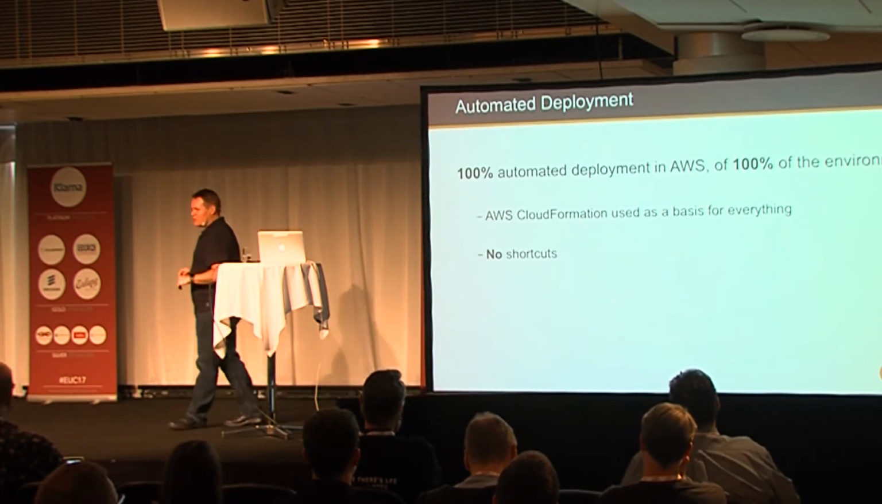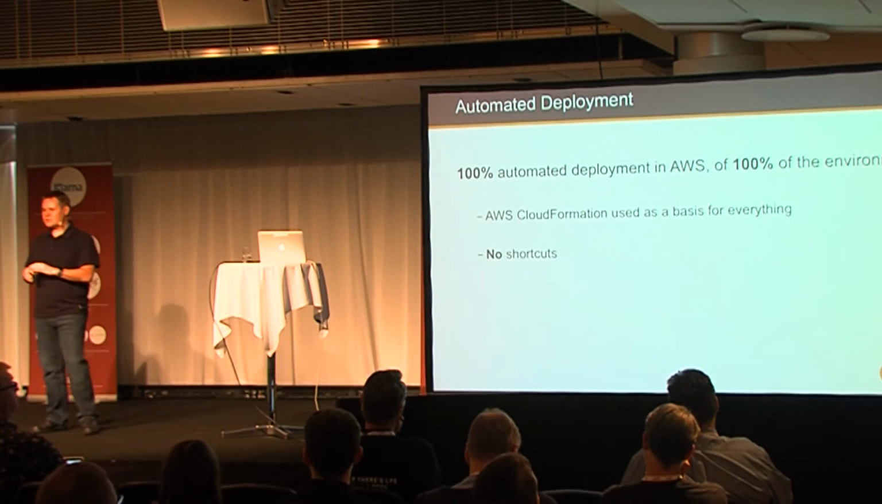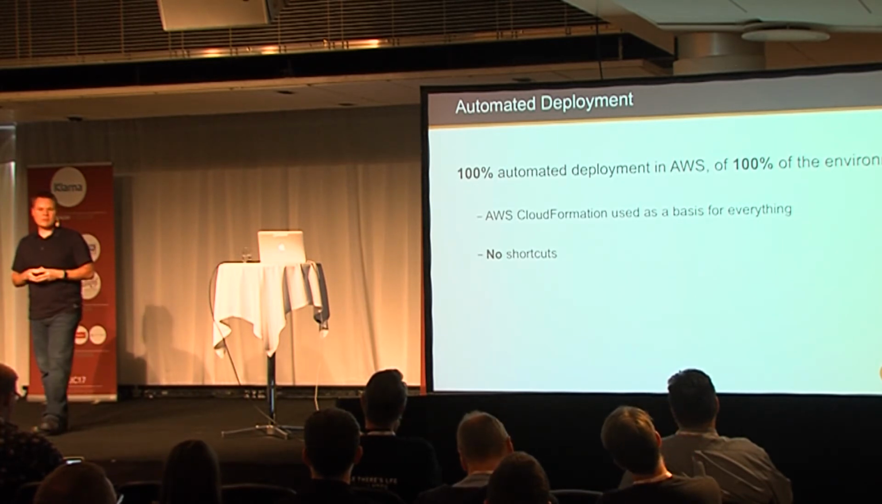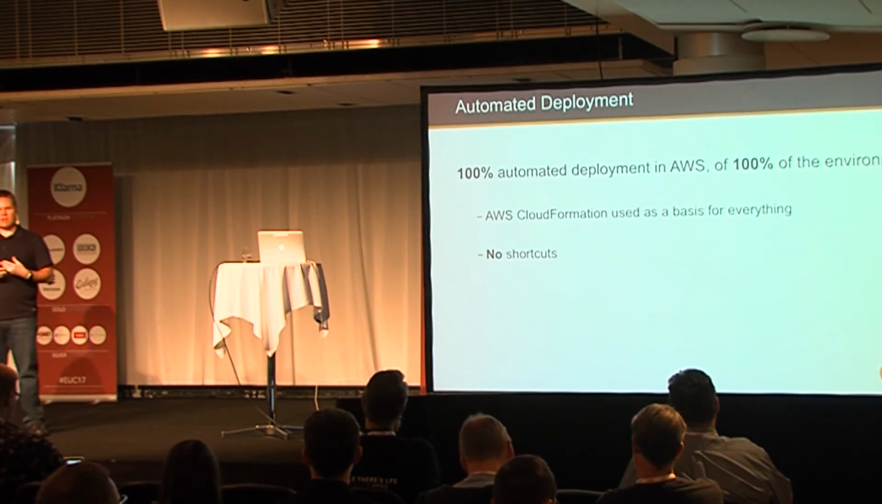This is where we get into DevOps. So 100% of our environment is automated. 100% of the time, there's no shortcuts around that. I didn't mention it before, we deploy fully in AWS. And we're using AWS CloudFormation to script everything. It was a little bit of work up front, but once we had the framework for doing this, it just became easy.